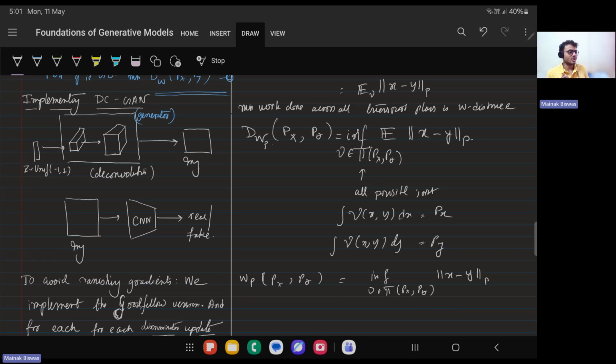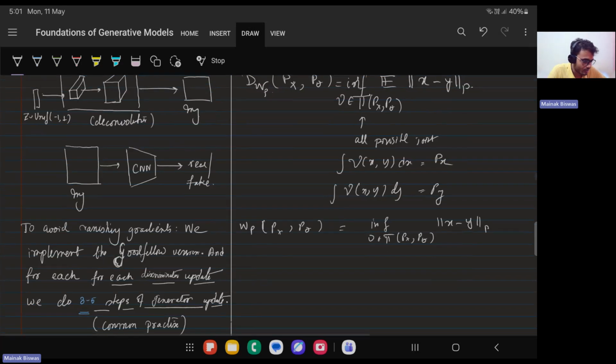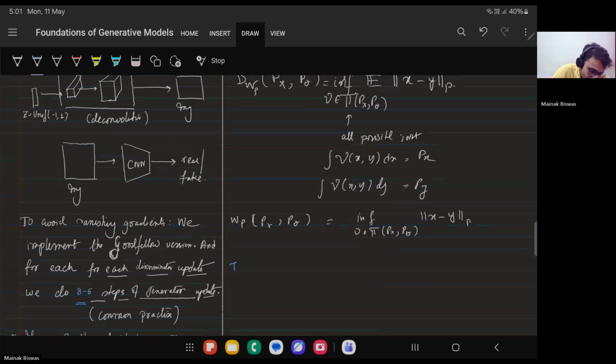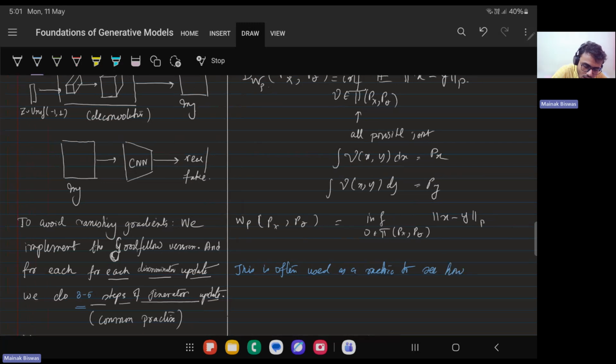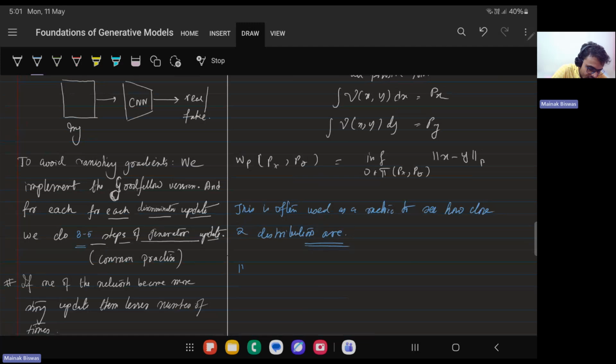So this is often used as a metric. We will come to DC Wasserstein GANs, but before that, I'll give you as an assignment that this is often used as a metric to see how close two distributions are in generated space. So for example, how good is the GAN generating? Is a GAN or a diffusion model generating?